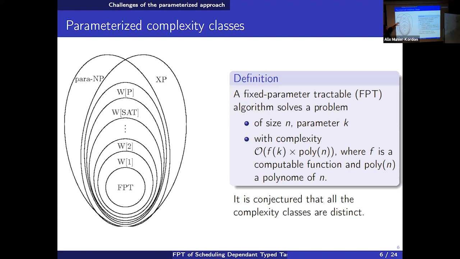Okay, and there are two overall classes of more difficult problems. These are the para-NP and XP classes. The intersection of these two classes is not empty, but neither is included in the other. So when we have a problem with a parameter, the goal is to find out if the problem is fixed parameter tractable, and if it is not, we have to find where we can put it in this hierarchy.